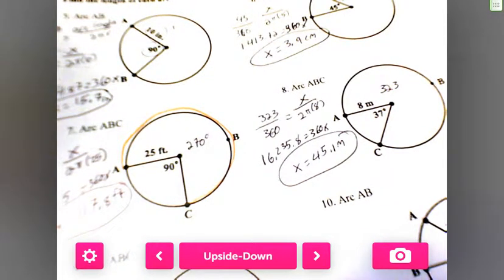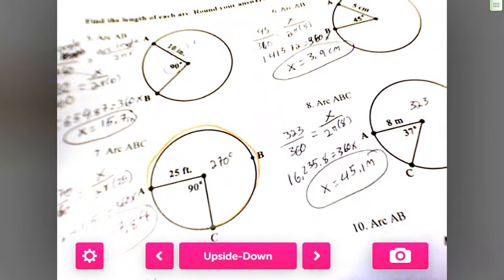too, and then we'll compare our answers, okay? Try 9 and 10 on your own.